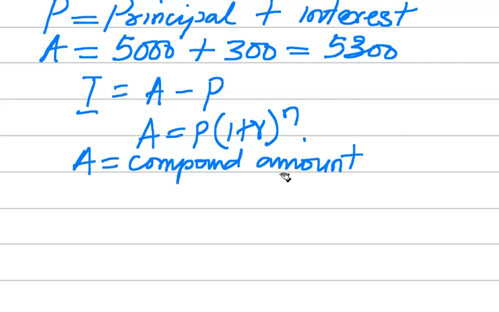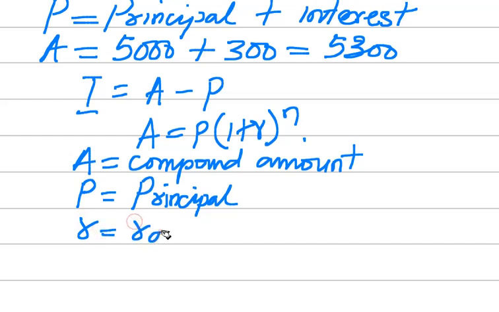The compound amount. Then P is the principal, which I told you is the money you invested. Any money you put in a savings account is called the principal. Then R is the rate of interest. This rate of interest is always given as a percentage value. When it is given, they will give it to you as a percentage.